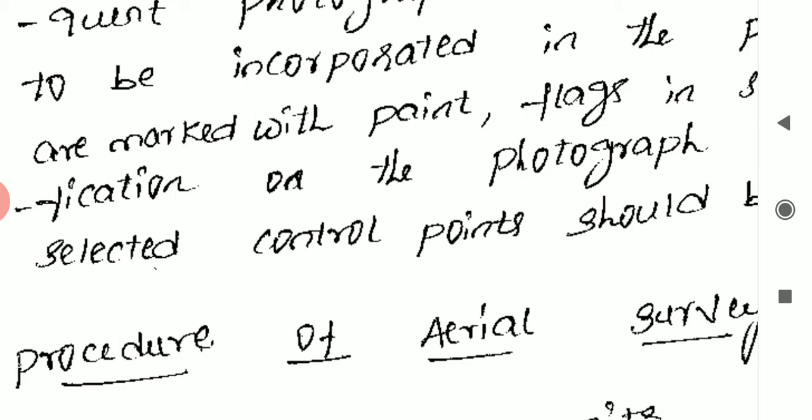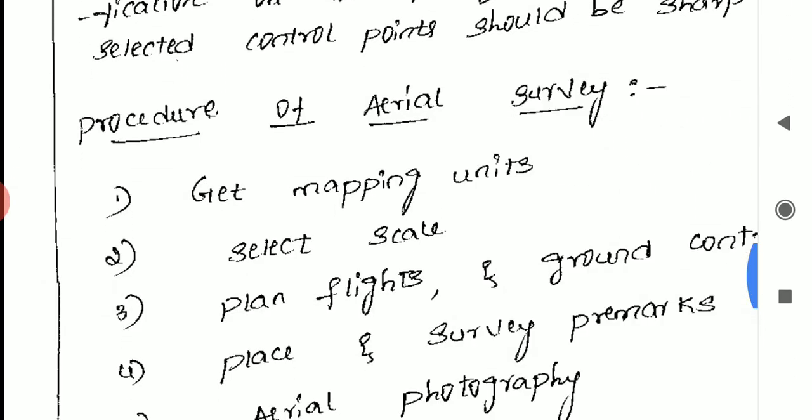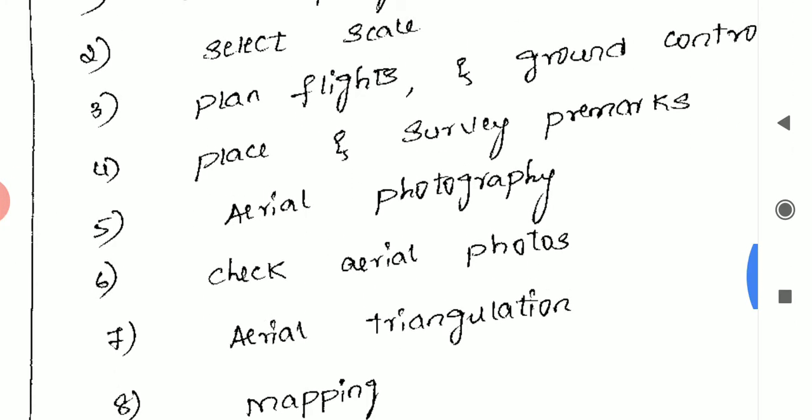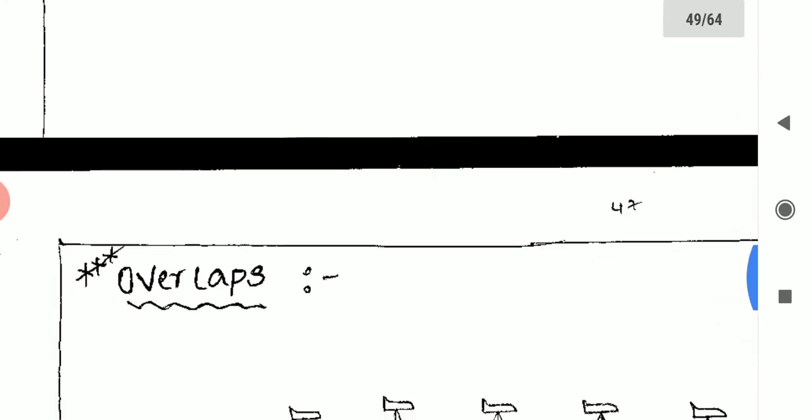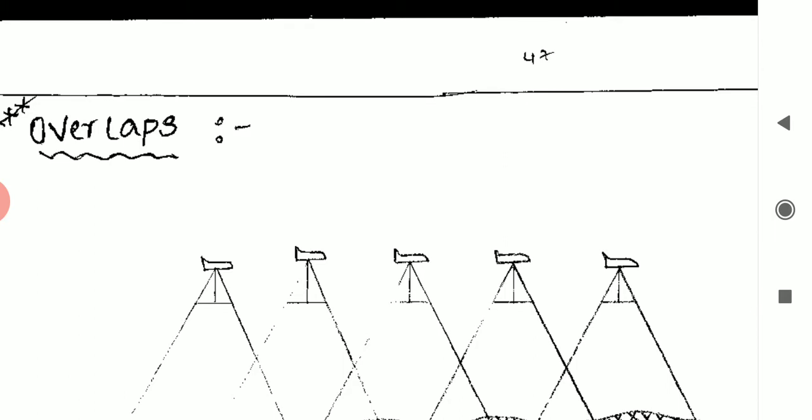First, we have to get the mapping units, and also first select the scale and plan the flights and ground control. The next points are place and survey pre-marks, aerial photography, and check aerial photos. After that, aerial triangulation, and the last step is mapping. In the exam you only have to mention these eight points. It's sufficient. Next concept is overlaps.